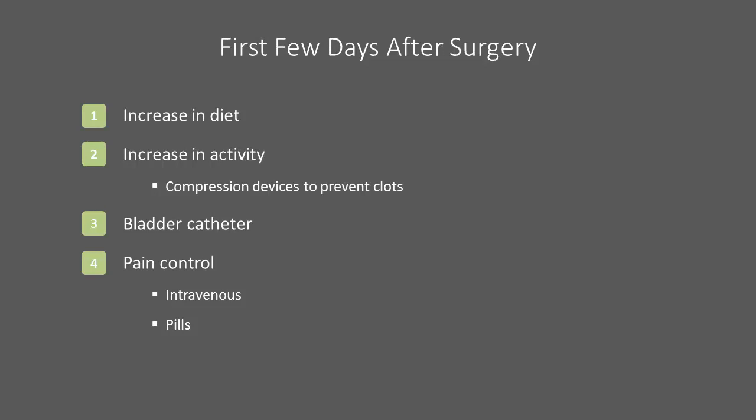Initially after surgery, you will take only ice chips or water by mouth, but as long as you are not nauseated, your diet will be increased quickly. If all is well, you will also be encouraged to get up and move around soon after surgery. Until you are moving well, you will have special compression devices on your legs to prevent blood clots from developing. A catheter will drain urine from your bladder into a bag to monitor your fluid output. Pain control can be managed through your intravenous line, then gradually switch to pills.